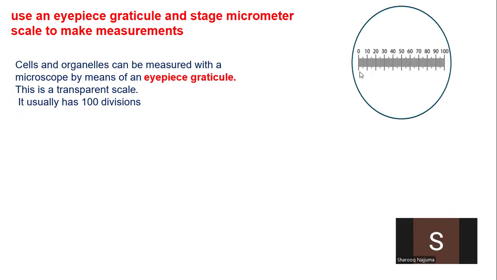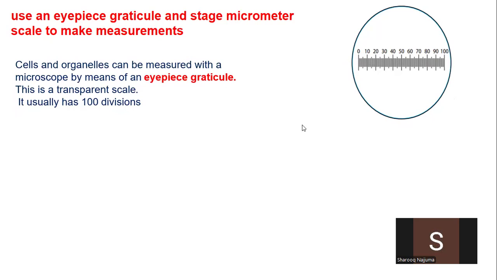It has small divisions. You can see these divisions. Those divisions are called eyepiece graticule units. Most of the time, the divisions run from 0 to 100. From 0, we have 1, 2, 3, 4, 5, 6, 7, 8, 9, 10. Those are 10 divisions. And it goes on up to 100.